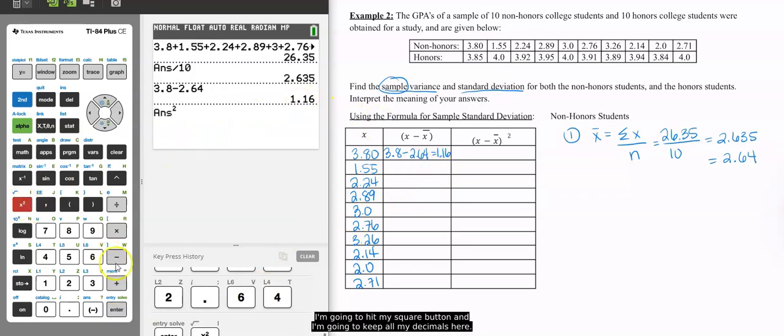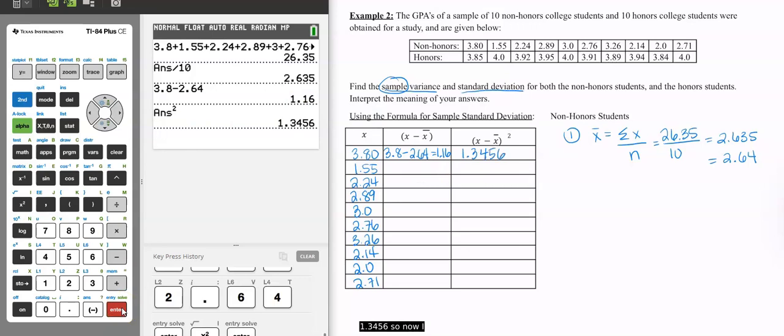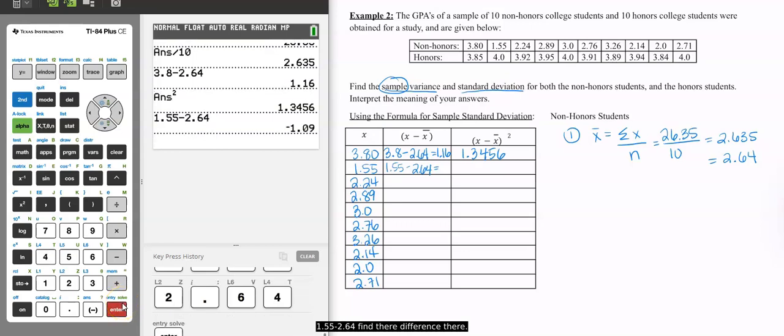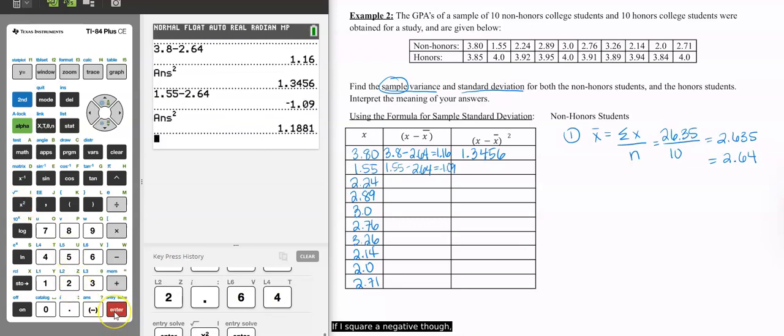So I'm going to hit my square button, and I'm going to keep all my decimals here. So 1.3456. Okay, so now I just want to go through this process and do it for each of the pieces of data I have. So I'll take 1.55 minus 2.64. Find that difference there. This is now below the mean, so we'll end up with a negative value. If I square a negative, though, it should be positive. So 1.1881.